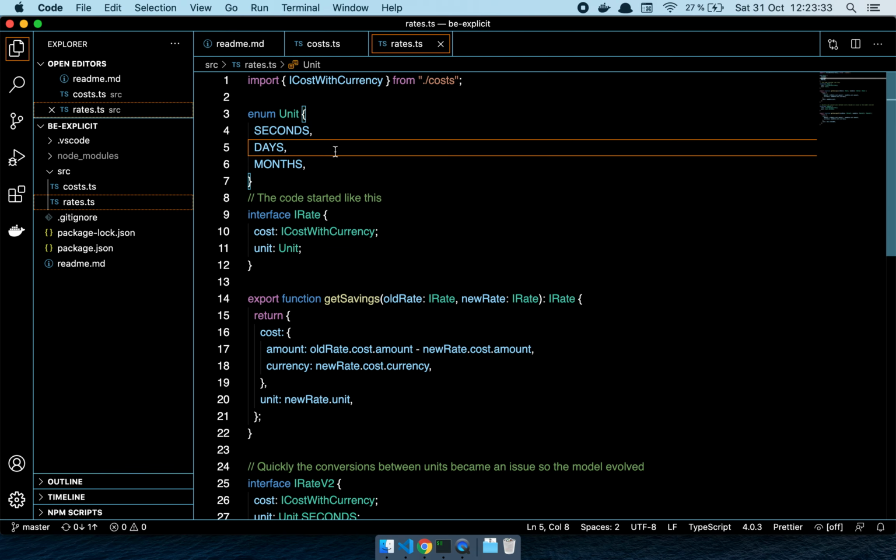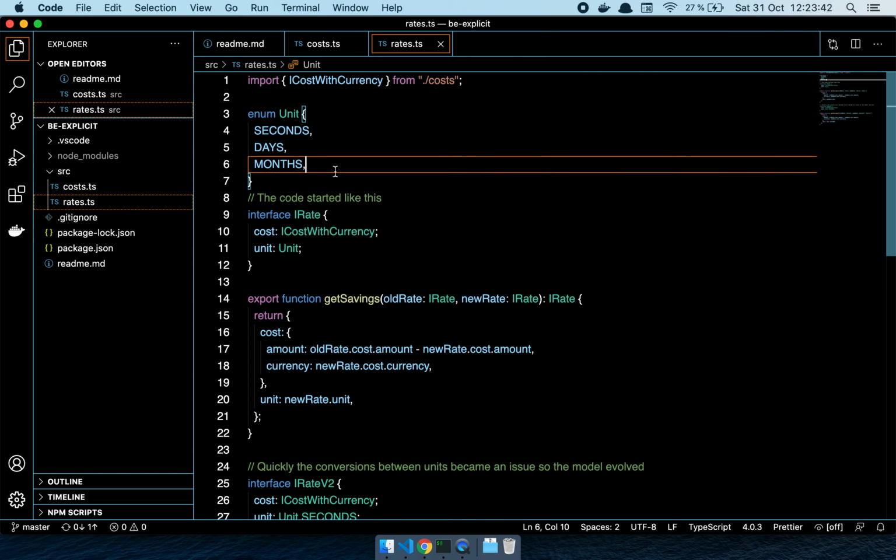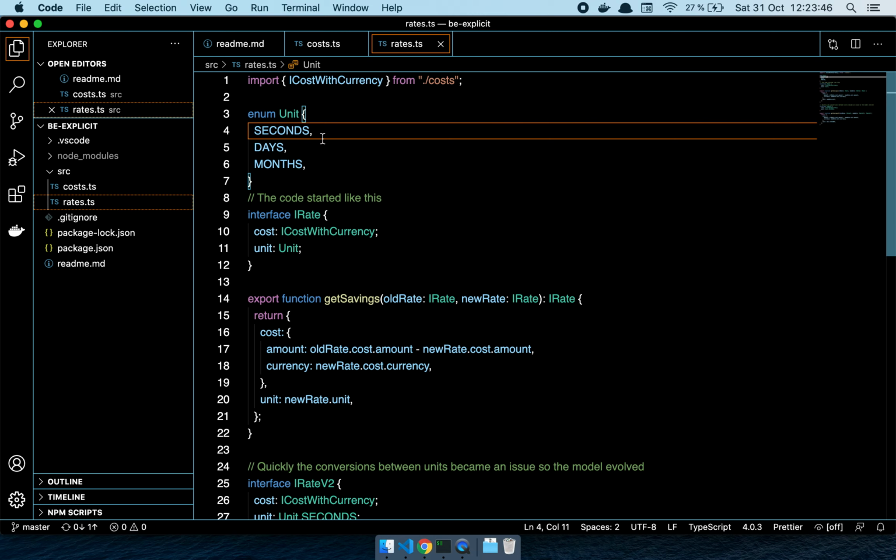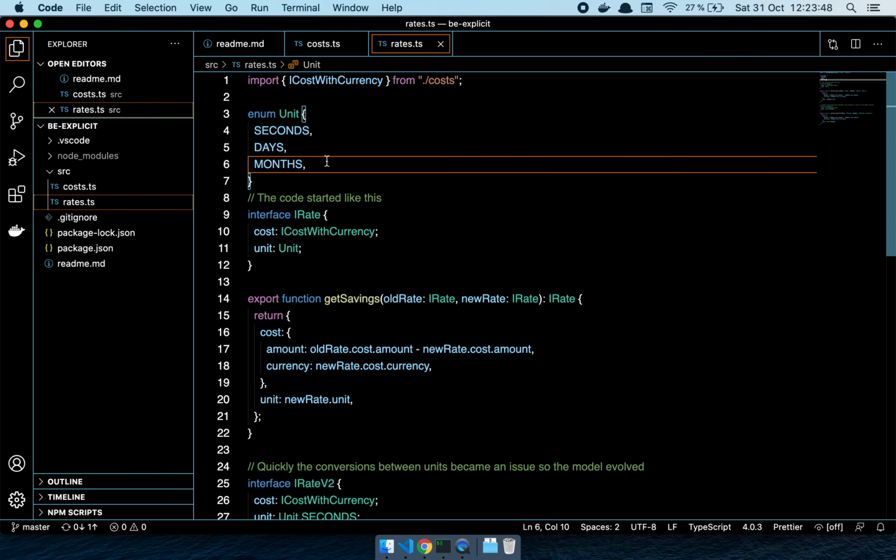And in another market, they said, "Oh, we don't calculate our prices based on seconds. We calculate it based on days." And in a third market, they wanted months. So what he did was basically this: he created a unit for each of the different types of units that were part of the requirement.